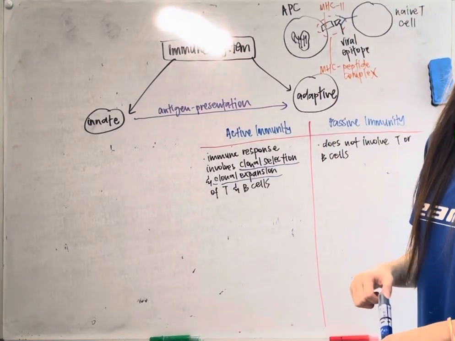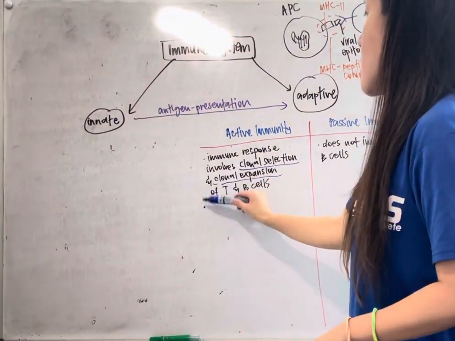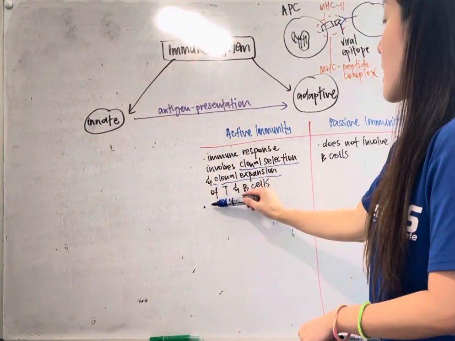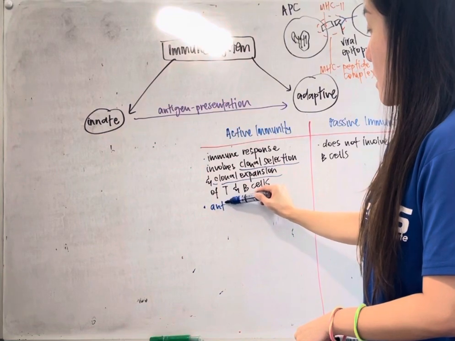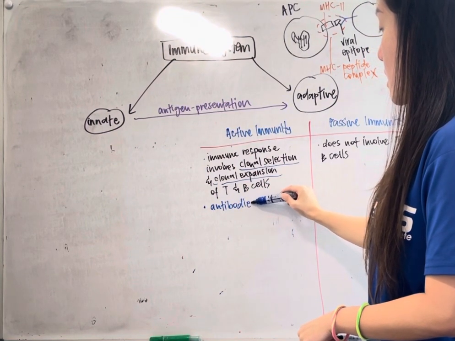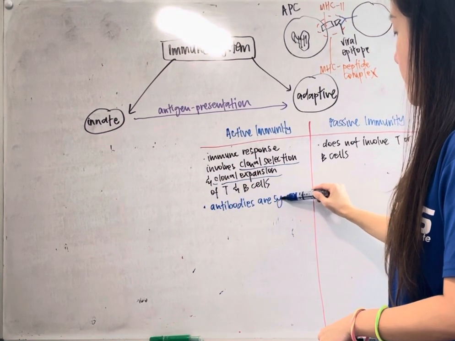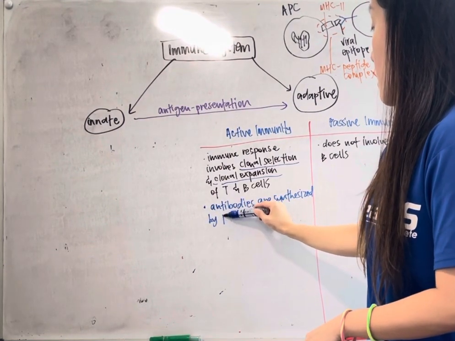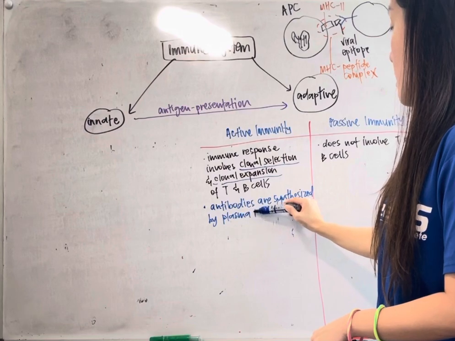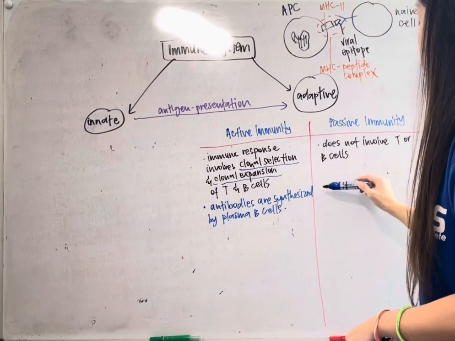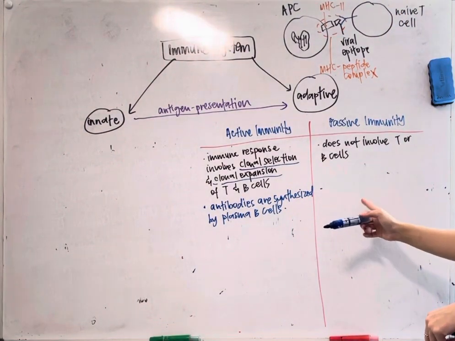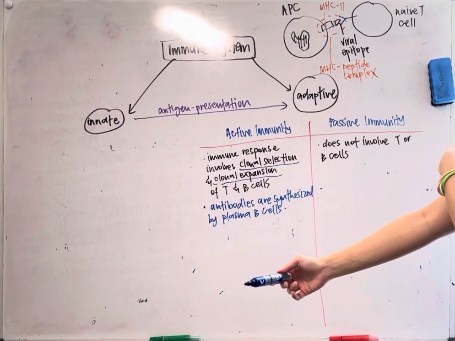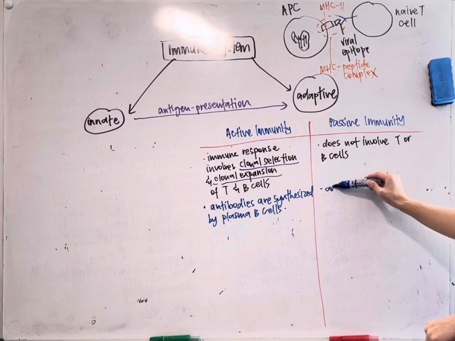Second difference is the source of antibodies. The source of antibodies from active immunity is that they are synthesized by plasma B cells. Whereas here, the antibodies are acquired from either the mother or maybe injection of antibodies through the artificial method.